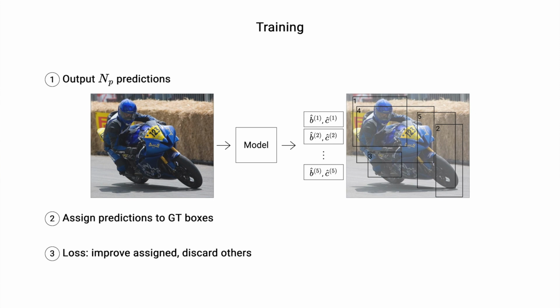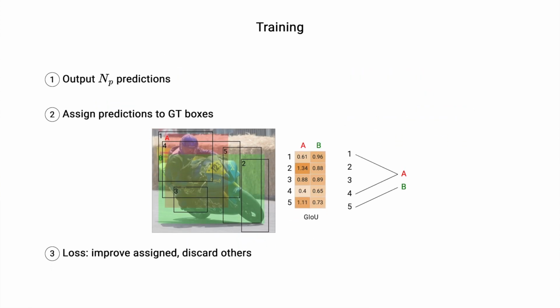Essentially, an object detection model takes an image as input and returns multiple object predictions, represented by a bounding box B and accompanied by a label C. In our example, we have 5. In our case, there are 2 ground truth objects, the motorbike B and the pilot A. We can therefore determine a cost between each prediction and each ground truth object. In our toy example here, and for simplicity, we only consider the generalized intersection over union.